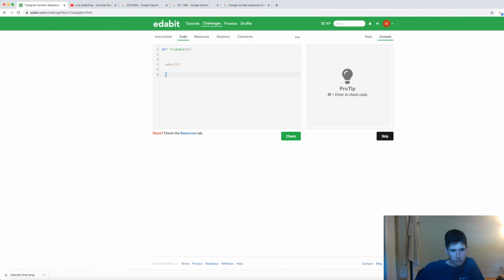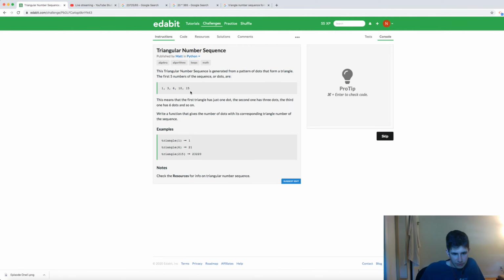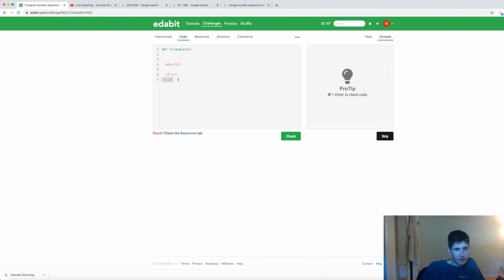Now, if we go back to the instructions, 6 is 21. Let's see if that works. 6 times 7 divided by 2. 42 divided by 2. That works out. Okay. So we do have, indeed, a solution.